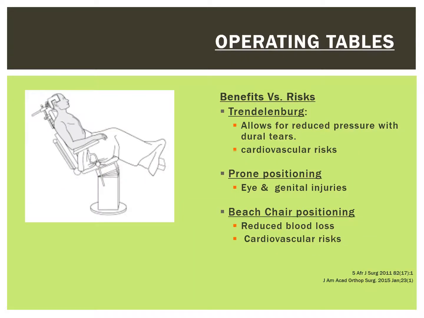Although the various tables allow for a wide range of positions, there are both benefits and risks that arise from each of those. For example, the Trendelenburg position allows for reduced pressure for dural tears, but it carries the risk of cardiovascular risks. Prone positioning also has increased risk for both eye and genital injuries. Likewise, beach chair positioning has reduced blood loss when operating on the shoulder or upper limb, but at the same time, there's increased cardiovascular risks.